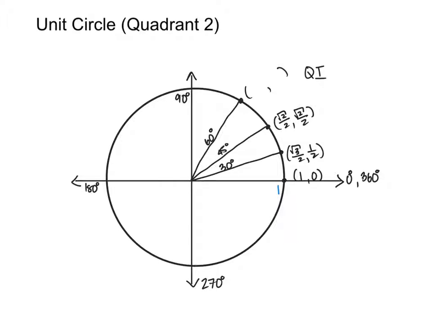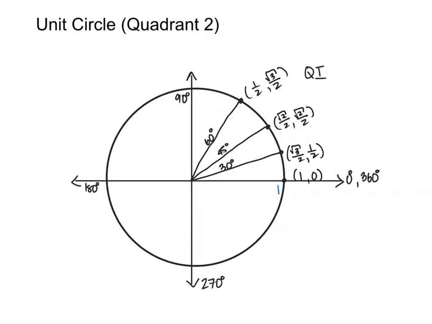Then this one here, if I know what 30 is, basically to get 60, all I got to do is switch them. So this one will be 1/2, this one will be the square root of 3 over 2. I don't like how I wrote that. Let me fix that. Square root of 3 over 2.